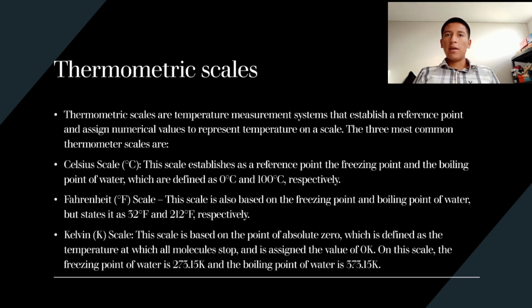And the Kelvin scale. This scale is based on the point of absolute zero, which is defined as the temperature at which all molecules stop, and is assigned the value of zero Kelvin. In this scale, the freezing point of water is 273.15 Kelvin, and the boiling point of water is 373.15 Kelvin.